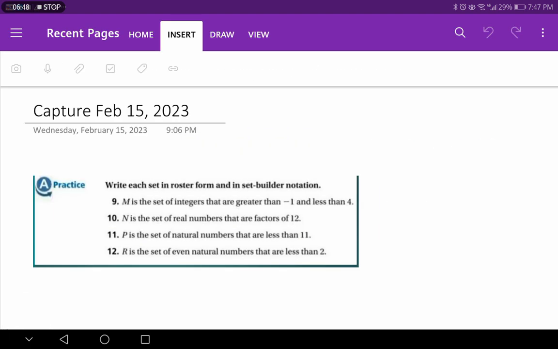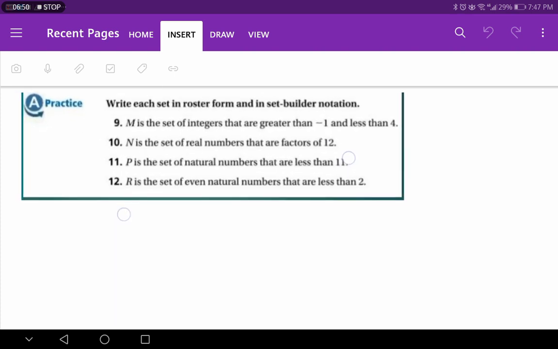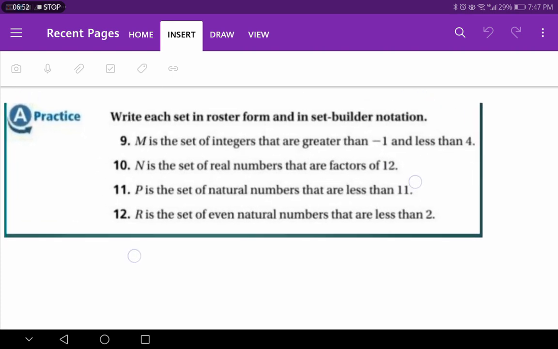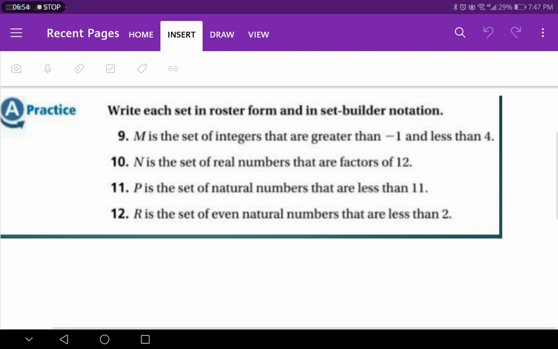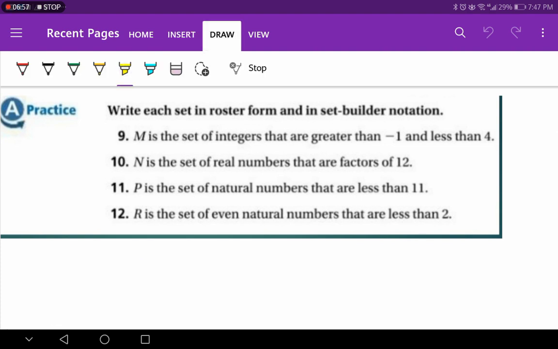Now we move to this part. Who wants to read? It is very important to read the question carefully. Write each set in roster form, and then in set builder notation. Good. What I say to my students: roster form means translating the words to numbers.